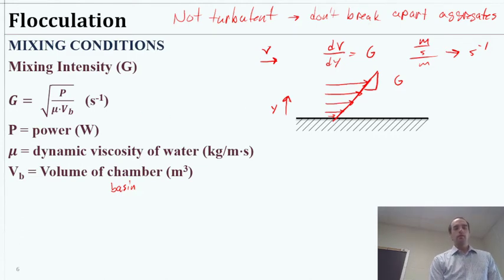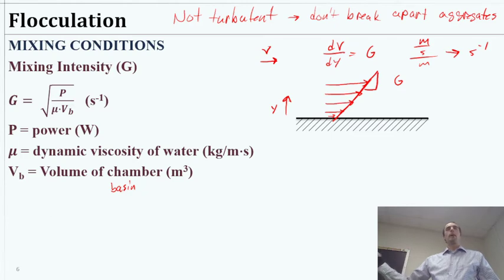That's essentially what this is saying. Okay, so power then is in watts. That's going to give us the per second term there. Then we have dynamic viscosity of water. It's kilograms per meter per second, and this cubic meters here. So those units, if we were to work them out, are going to yield per second as well. So it matches up, and that gives us a definition that we can relate to the water and basin conditions.